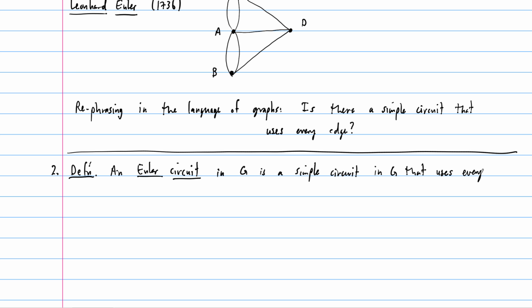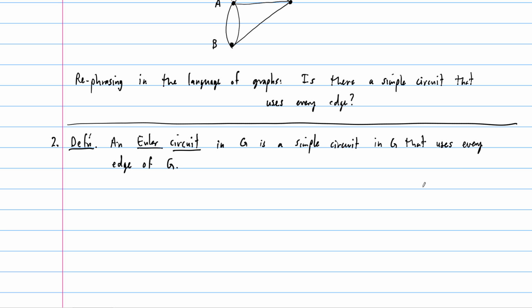And the simple part implies that every edge must be used once, right? So as we get more vocab, our definitions can get a little sneakier. So it uses every edge of G. There's a lot encapsulated in this definition. Simple means every edge used once. Circuit means it starts and ends at the same point. And then uses every edge means every edge is used exactly once. So simple means at most once.